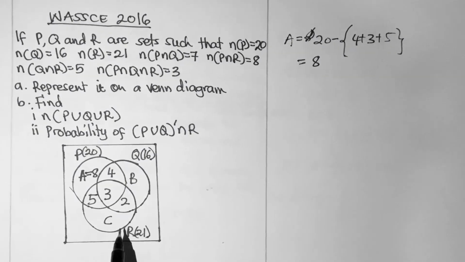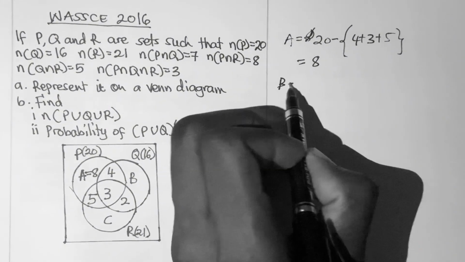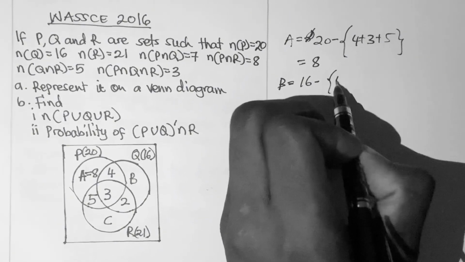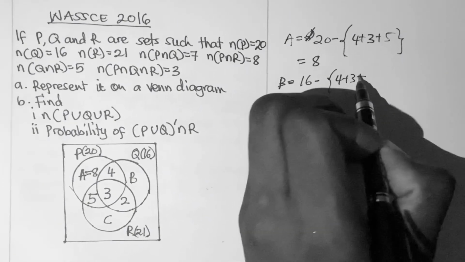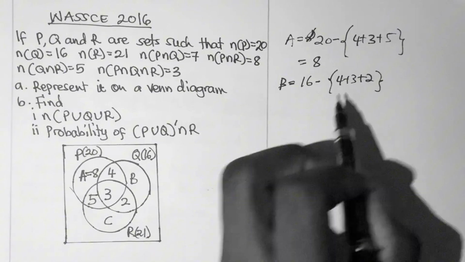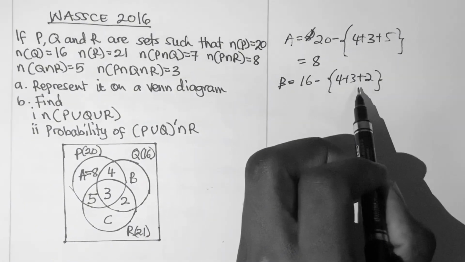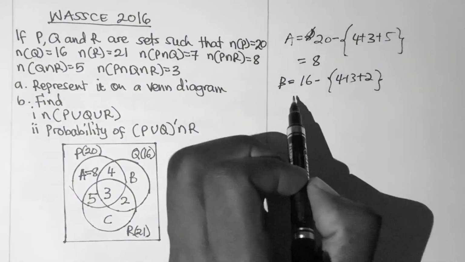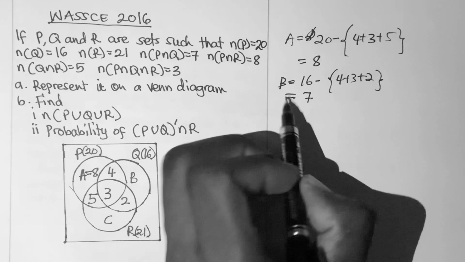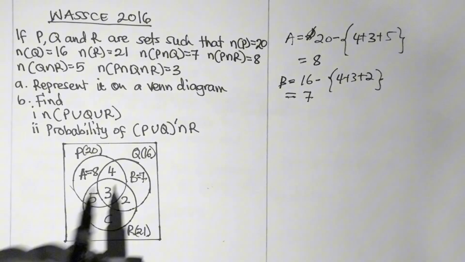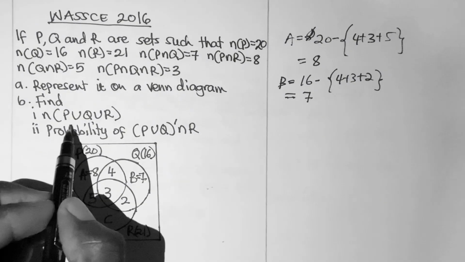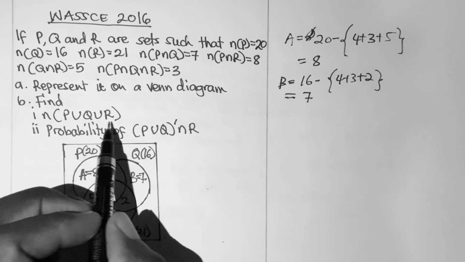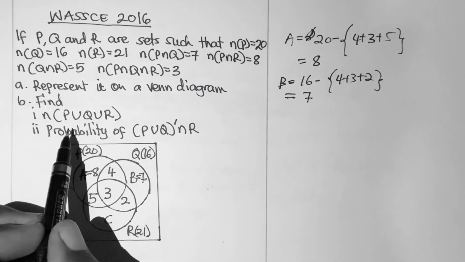So A is equal to 8. Now, having found A, we can also find B. B is equal to 16 minus 4 plus 3 plus 2. So 4 plus 3 is 7. And then 7 plus 2 is 9. 16 minus 9 is equal to 7. So B is equal to 7. So here is 7. Now, having found this, we can find P union Q union R. Please, if you don't understand this, I have already done an earlier video on this, so you can watch that video.